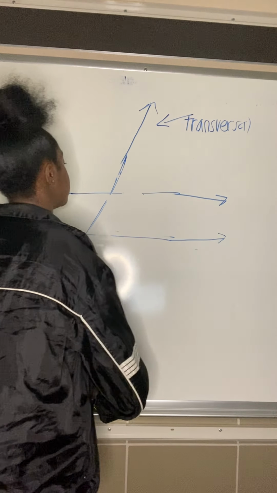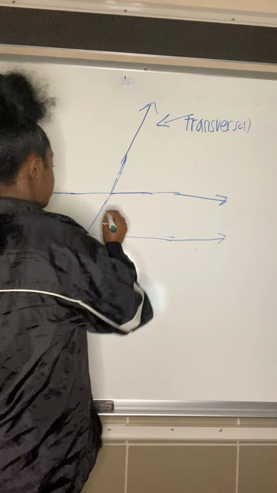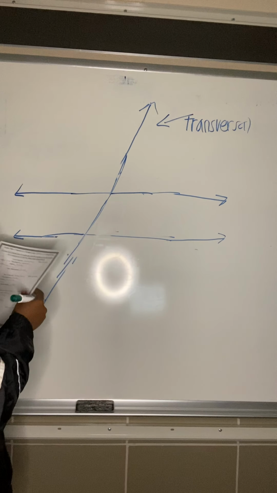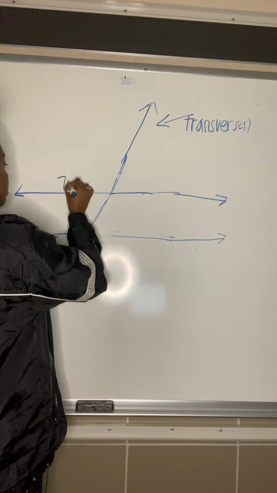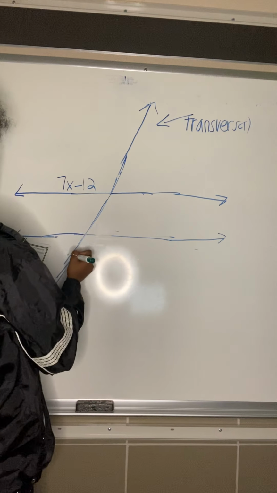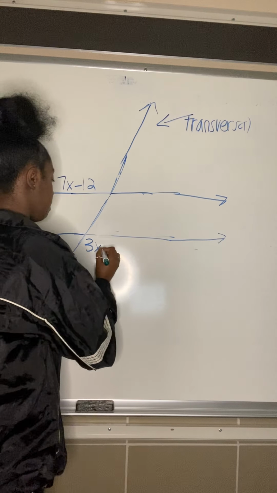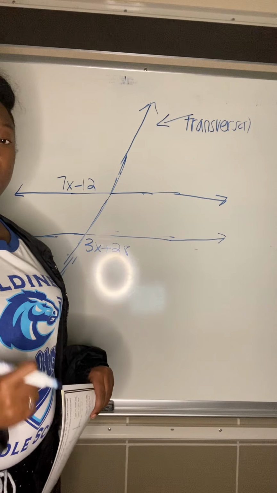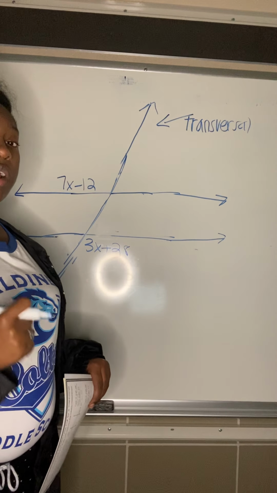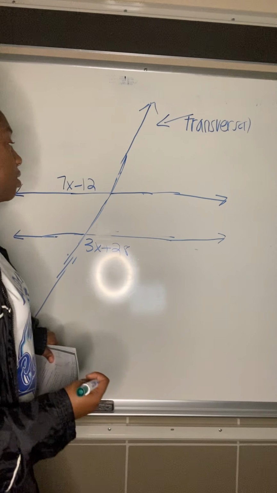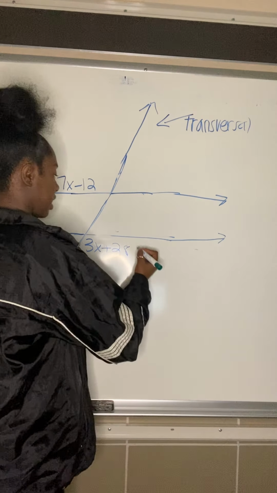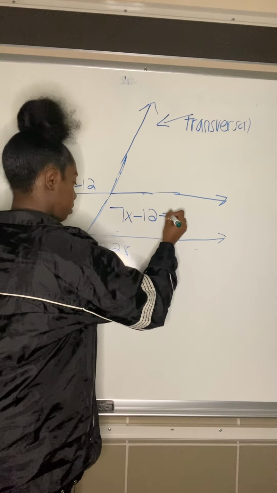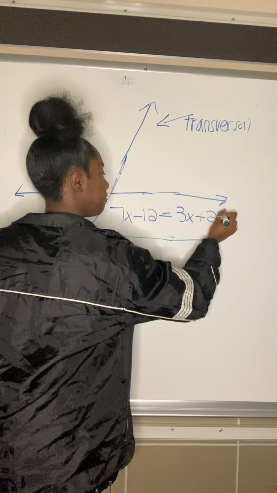Now let's try something different. Let's look at an angle that may be congruent. So let's say we have, this is 7x minus 12, and we're going to say this one is 3x plus 28. Now remember what we said, congruent angles are equal to each other. So what I'm going to do is take the angles and make them equal each other. Simple as that. 7x minus 12 equals 3x plus 28.